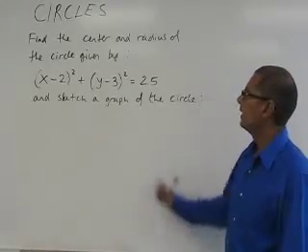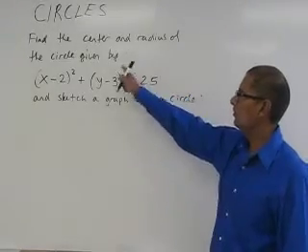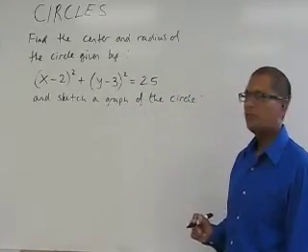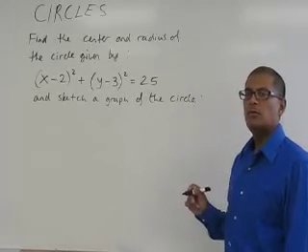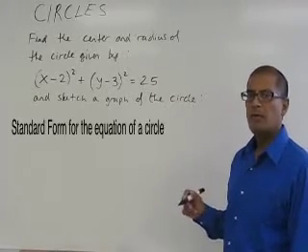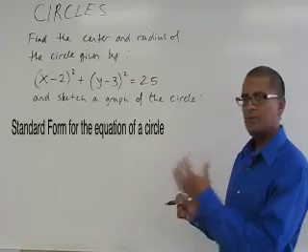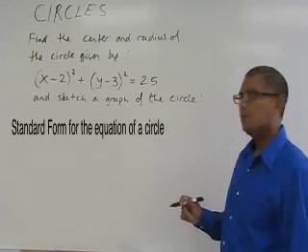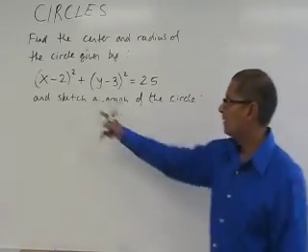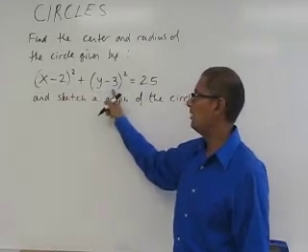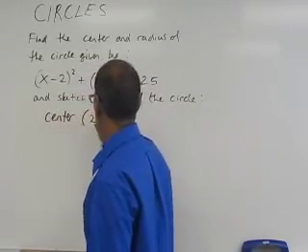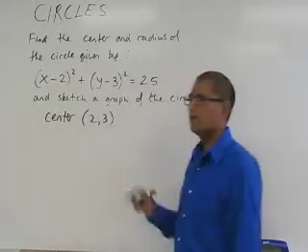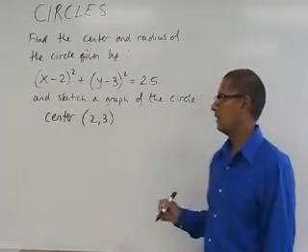So in this problem, we're asked to find the center and radius of the circle given by x minus 2 squared plus y minus 3 squared equals 25. So remember, this is the nice form where we have the center and the radius. We can actually pull the center right out of that. Remember, this is h and k here, so my center of this circle will be 2, 3. You always pick the opposite sign of what's next to the x and what's next to the y.